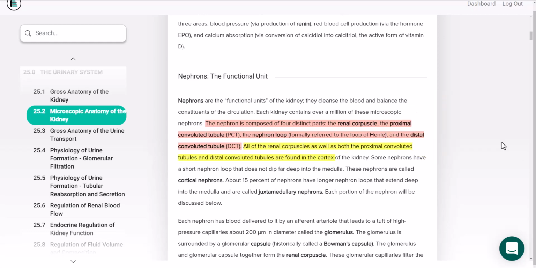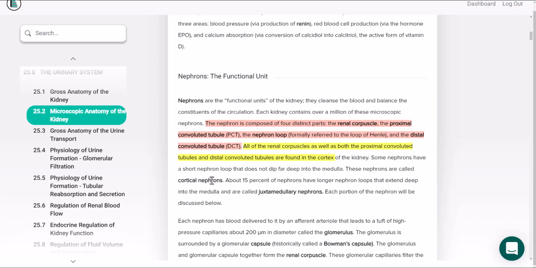That's important as we try to figure out what's going on with these microscopic structures versus the macroscopic structures. And then we'll see that those nephron loops do go down into the medullary regions of the kidney.